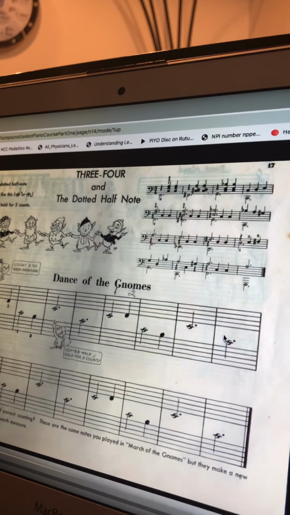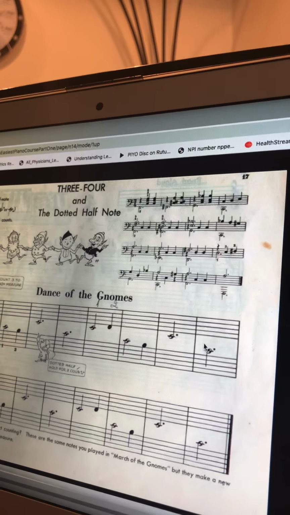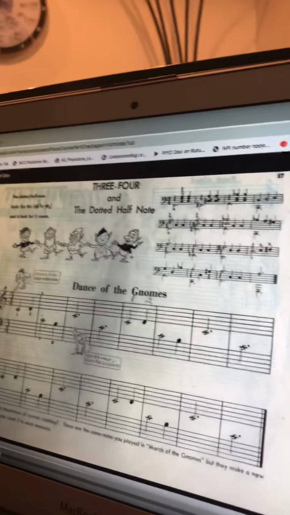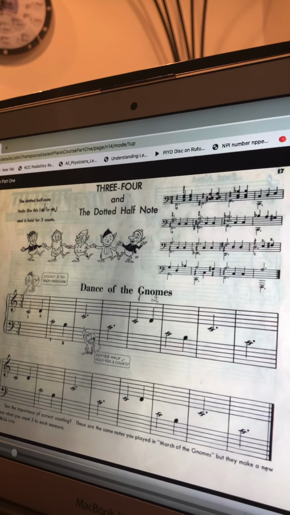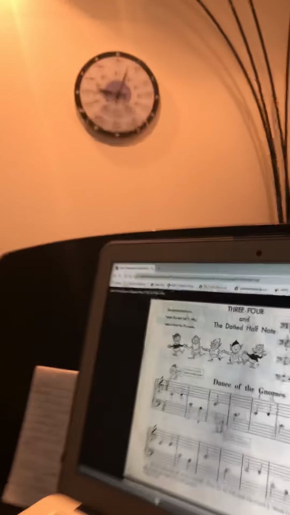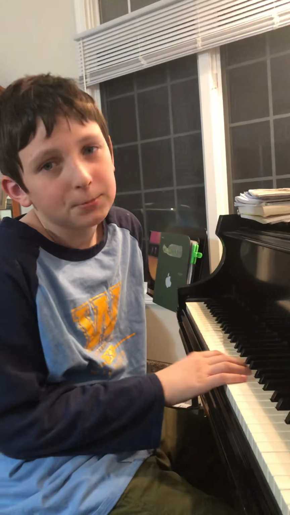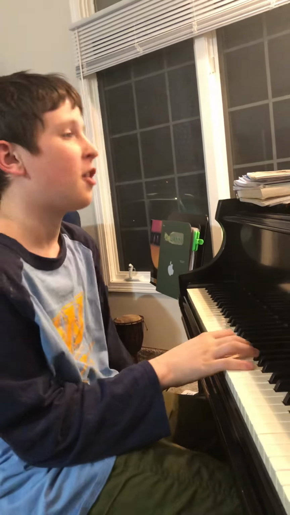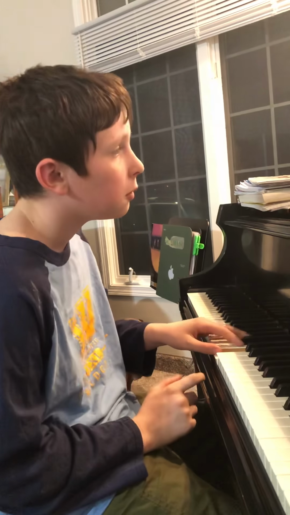Okay, remember, you have to play these songs. I don't just show you them for a reason, but you need to know how to play them, so I'm gonna show you. Here's Dance of the Gnomes. I'm gonna count, just because. 1, 2, 3, 1, 2, 3.